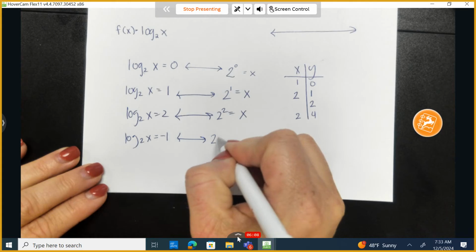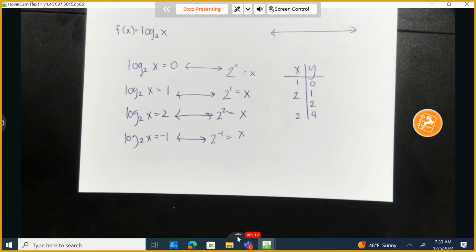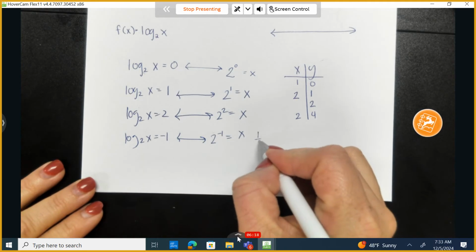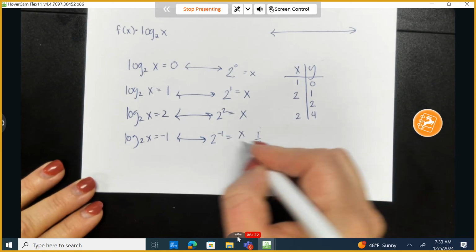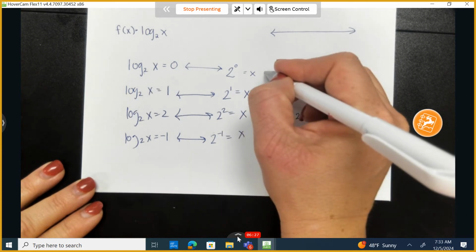So then I would have 2 to the -1, and what is my answer for x? Remember, does anybody remember when you have a negative exponent, what happens? Yeah, we're going to take this value and write 1 over it. So here I produce a 1/2. So my x would be a 1/2. Here I produce a 4, here I produce a 2, and here I produce a 1.